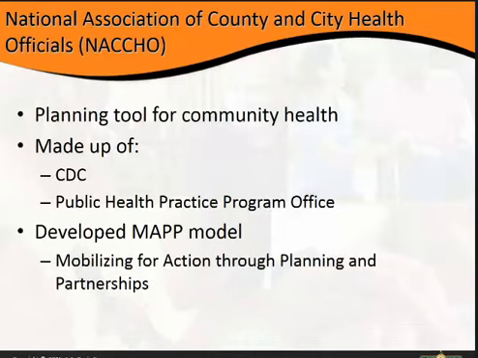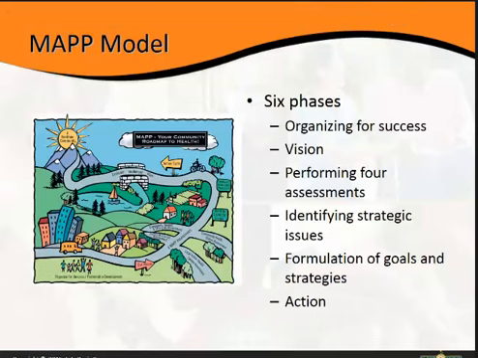The National Association of County and City Health Officials has a planning tool for community health. It's made up of the CDC and the Public Health Practice Program Office. These folks developed a model, and that's the one that we utilize in our community assessment project for this class. It's the MAP model, or Mobilizing for Action through Planning and Partnership. These are the 6 phases, which you can see are pretty similar to what we just went over in the CHANGE model as well.